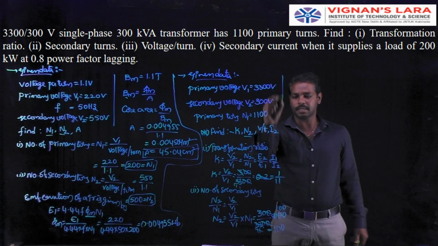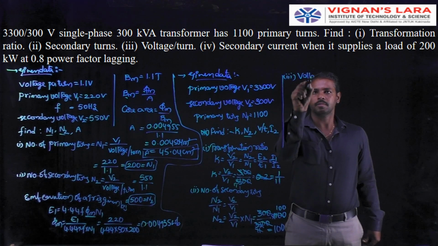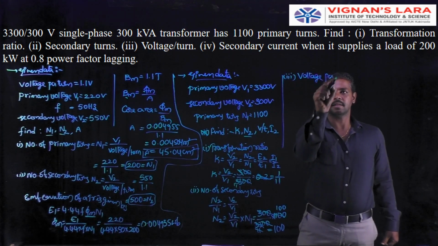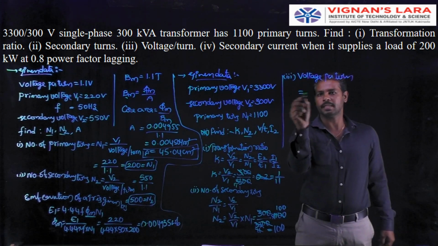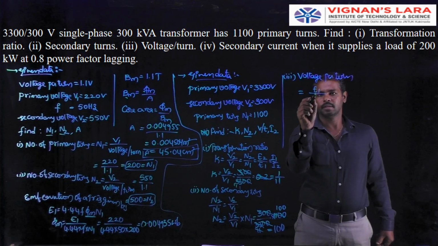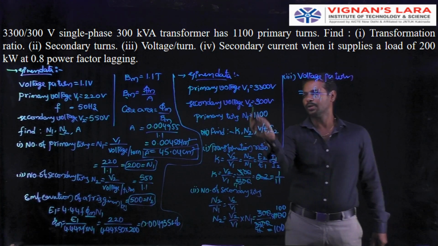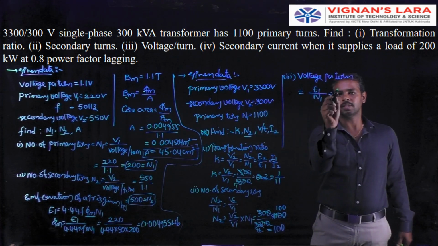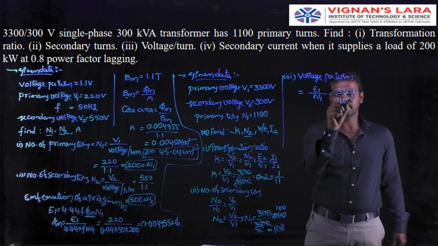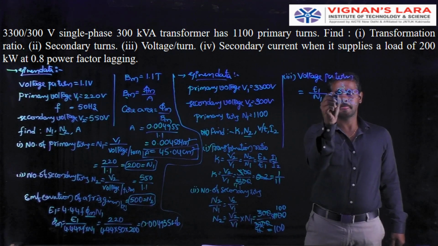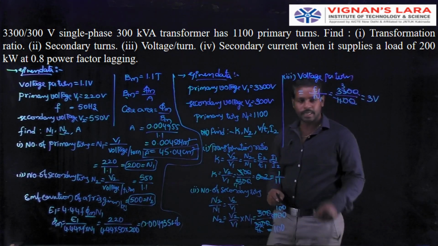Then voltage per turn. The third one is voltage per turn. Voltage per turn is equal to E1 by N1, voltage divided by number of turns. Primary turns N1, so V1 is 3300 divided by N1 is equal to 1100. These two get cancelled, is equal to 3. So voltage per turn is equal to 3 volts.